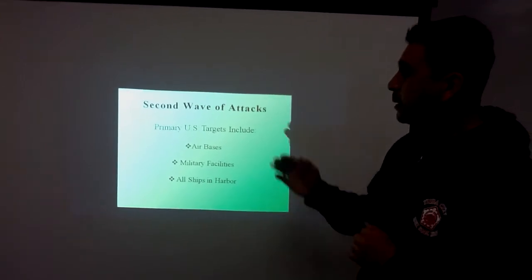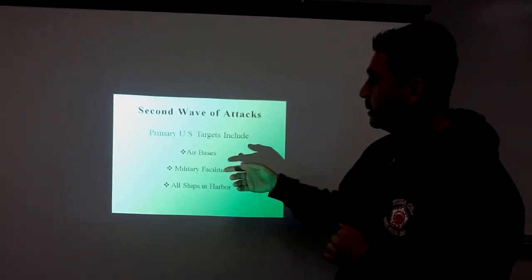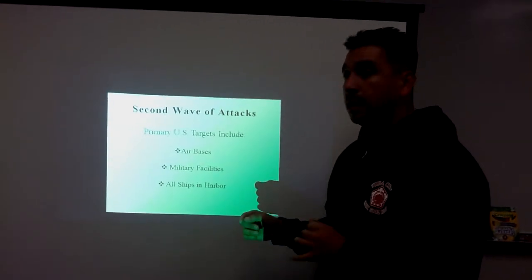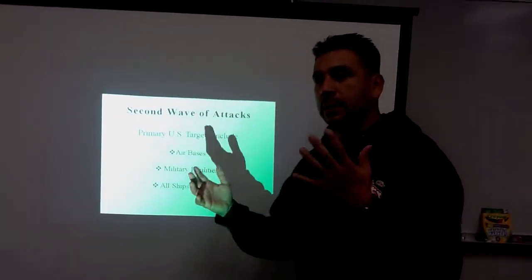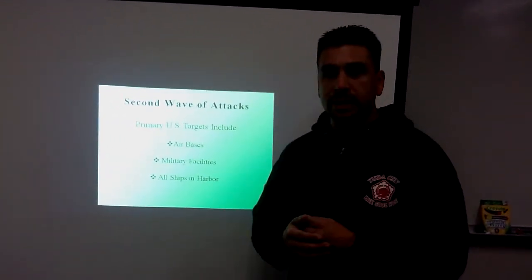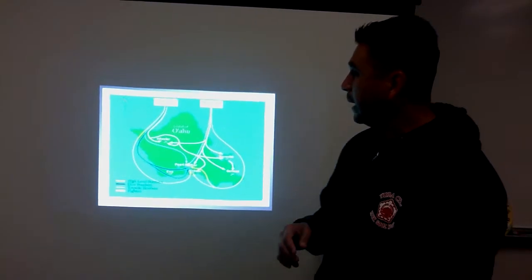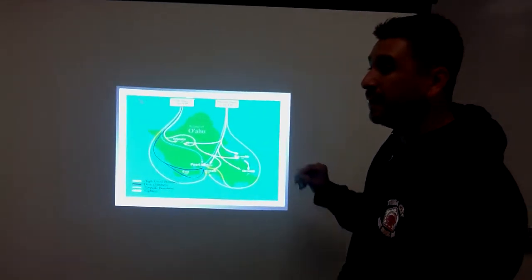From there, I talk a little bit about the second wave of attacks, and it talks about the air bases and military facilities. So the first wave, I'd say basically the first part of the fight was all about the ships. The second part was trying to get all the other military facilities. At that point, I would show a little bit of a map. This map here I think is nice because it gives kind of a real insight.